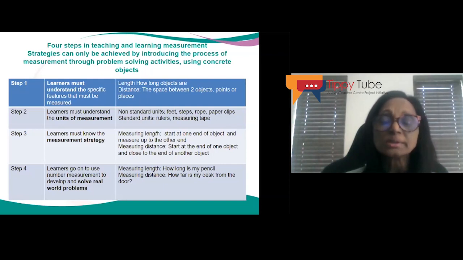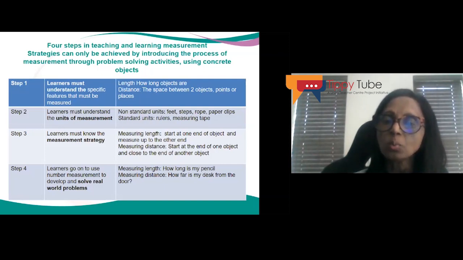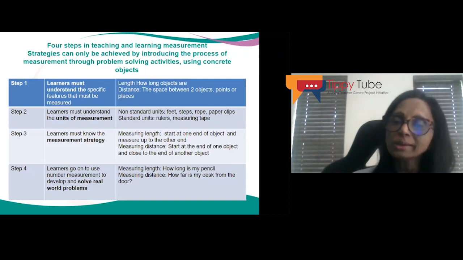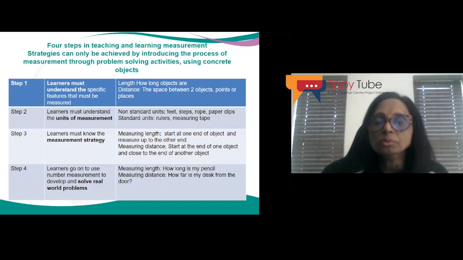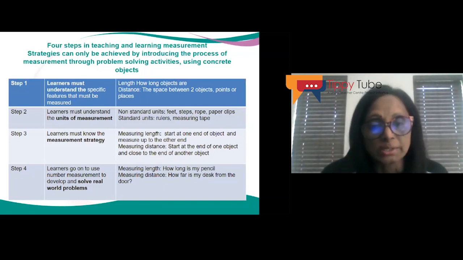What measurement strategy are you going to use here? You're going to start at one end of the object and measure up to the other end. When you're measuring distance, you're going to start at one end of an object and move close to the other end of the object.